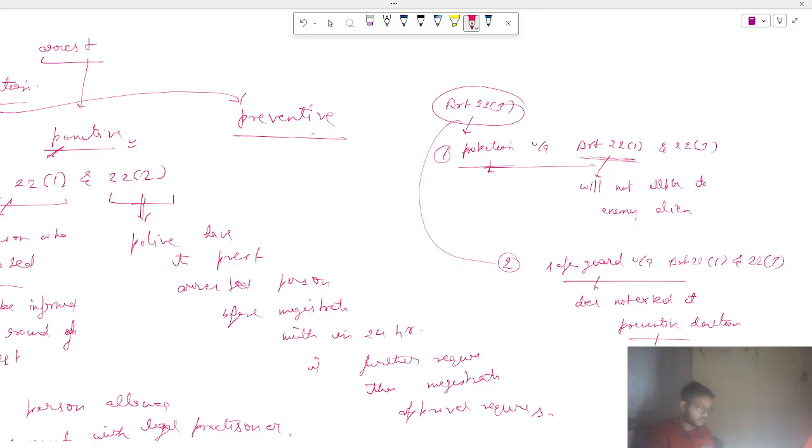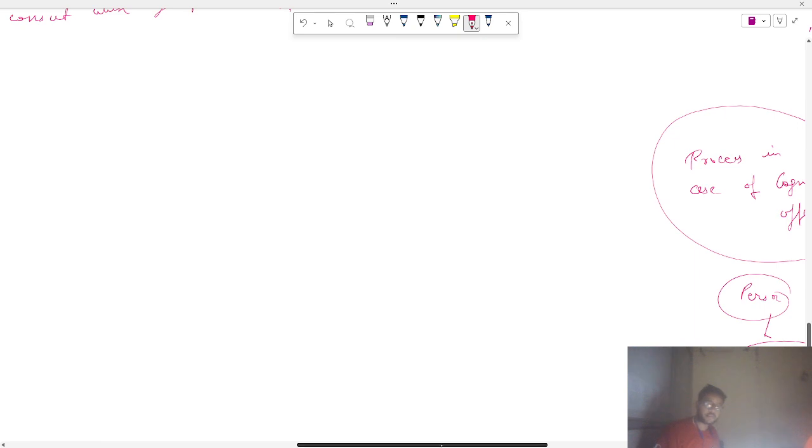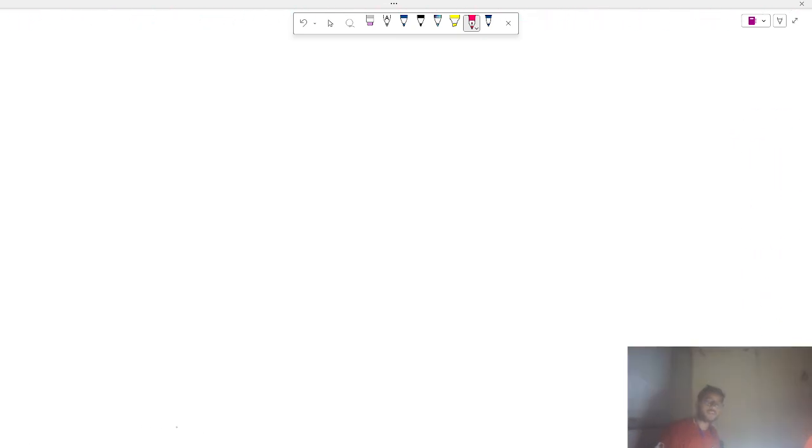Now let's move further. So what do we mean by preventive detention? We have known that, but remember one thing: who has the authority to make law on preventive detention? Basically both the state and Parliament can make law for preventive detention. So who has the power to make law? Parliament and the state legislature both have the power to make law on their subjects.